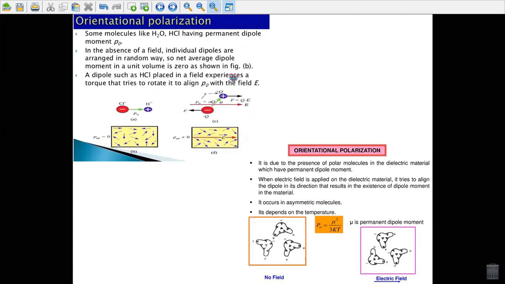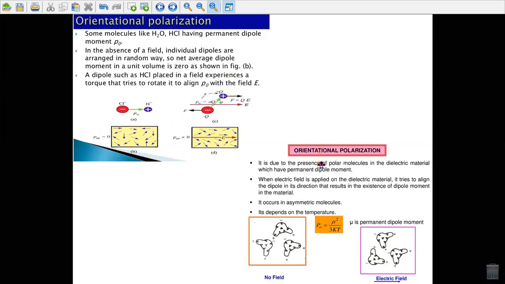These are a few examples of asymmetrical molecules like HCl, which possess a permanent dipole moment. In the randomized state, the average dipole moment is zero, and when placed in the electric field, the dipole moments try to align along the direction of the field. That's why the average P is not equal to zero. A dipole such as HCl placed in a field experiences a torque that tries to rotate it to align P naught with the electric field.